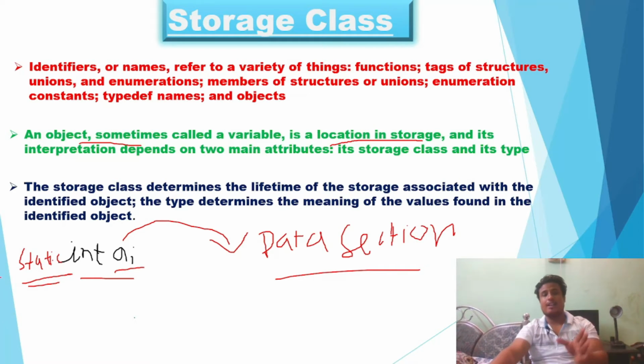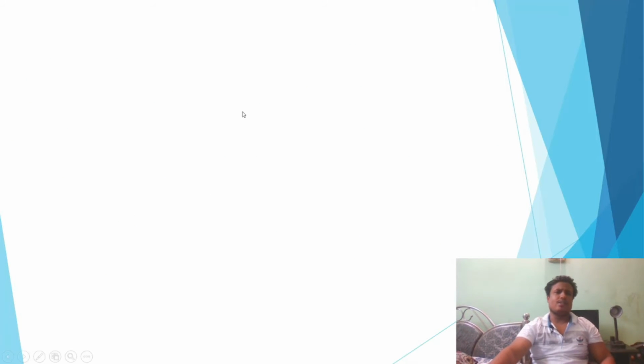So what this line says is that storage class determines a lifetime, the lifetime of the object's association. What is the lifetime of this variable which is defined by the storage class? Static is one of the storage classes. I will come into this later; just for information's sake, understand this. So now, moving on to some more points.